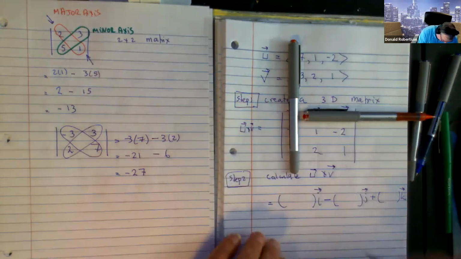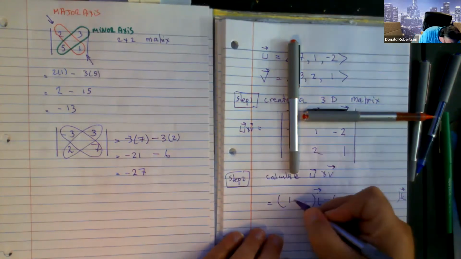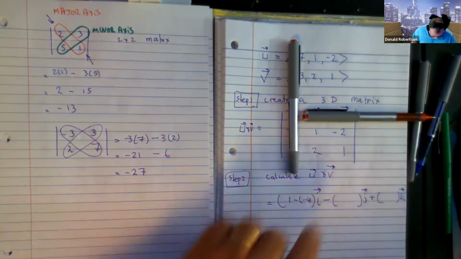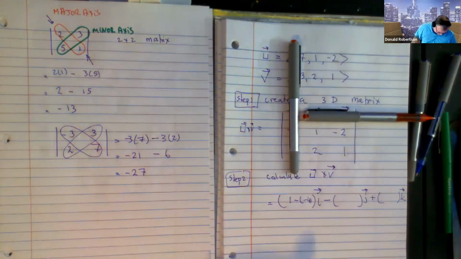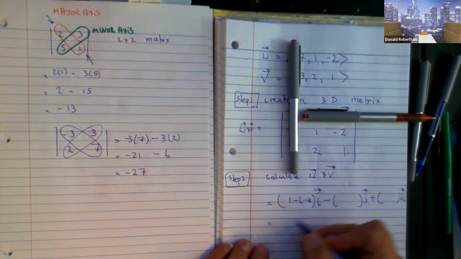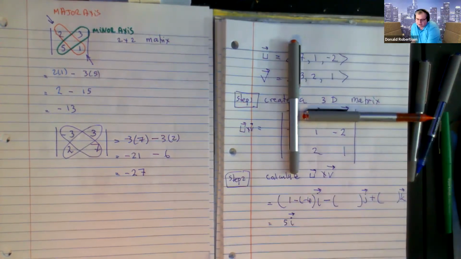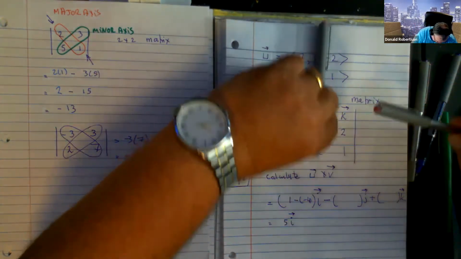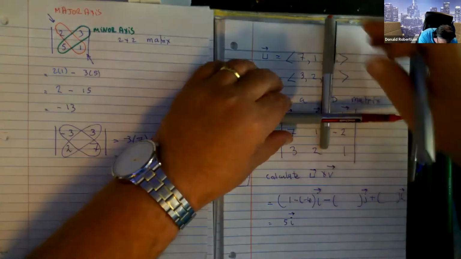1 times 1 is 1. Take away 2 times -2 is -4. So major diagonal is 1. Take away -4. And that becomes 1 add 4, and that gets me 5i. So there's the first piece of my answer, right? It's going to be 5i. Now, if we move on, okay, I guess that's going to do.